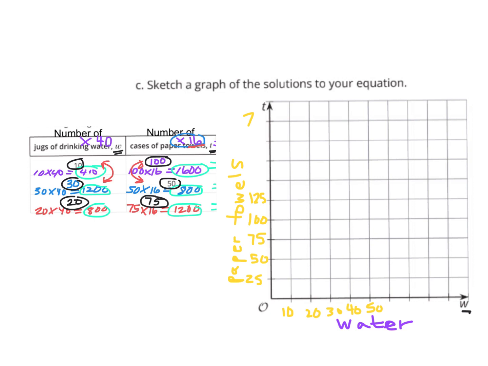All right, next we would plot our ordered pairs. So my first ordered pair is 10 waters and 100 paper towels. So over 10, up 100, put a point. The next one was 30 and 50 for our combination. So 30 waters and 50 paper towels. And then we did 20 waters and 75. And our graph looks like it's a negative slope. It's decreasing. And then we would just draw a line through those 3 ordered pairs that we have to show how the graph is a negative slope.